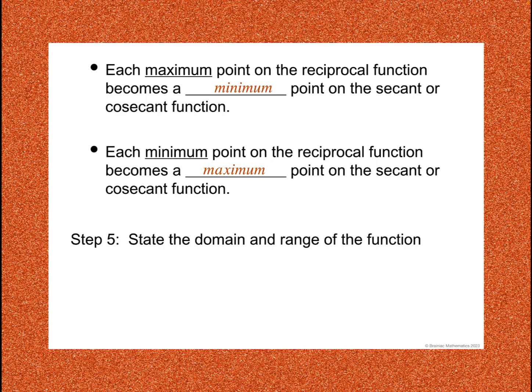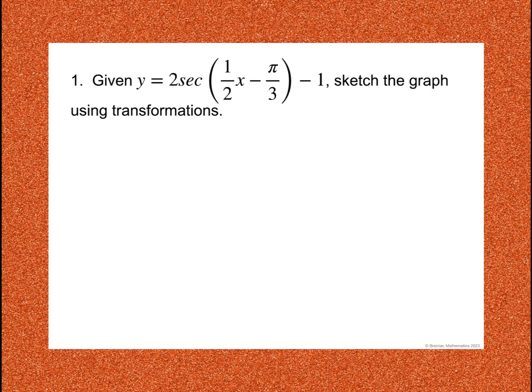Then all that's left to do is to figure out the domain and range of that function. I'll teach this through example. So let's look at our first example. Given that y equals 2 secant of the quantity 1/2 x minus pi over 3, all of it minus 1, we're going to sketch this graph using transformations.